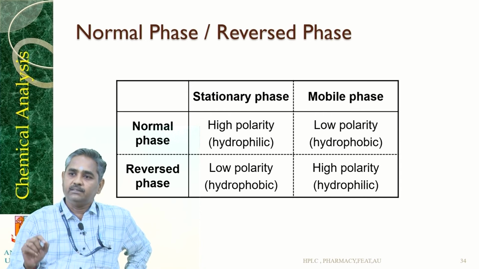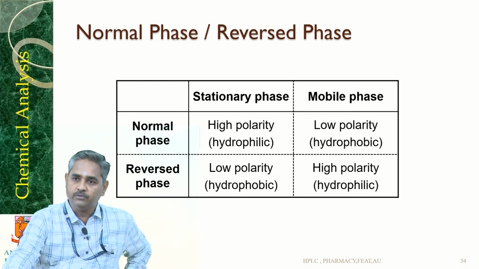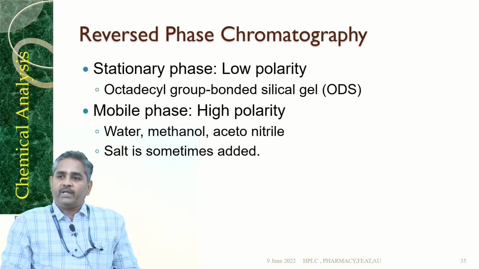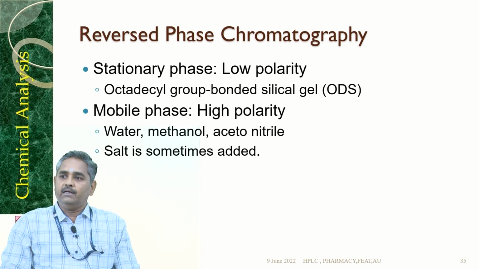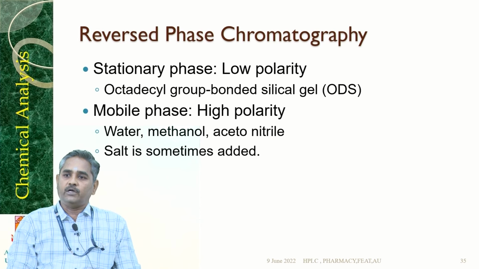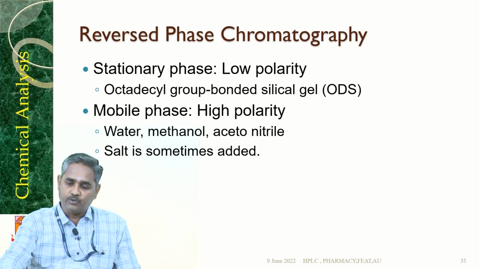In reverse phase, the mobile phase is high polar, like methanol, water, acetonitrile we have to use. Reverse phase chromatography is the widely used chromatography technique in pharmaceutical and chemical analysis. Why? Because it is cost effective and less time consuming. The stationary phase is low polar, octadecyl silane, the mobile phase is high polar, water, methanol, acetonitrile, and sometimes buffers like salts are used: ammonium acetate buffer, sodium acetate buffer and potassium dihydrogen orthophosphate buffer.